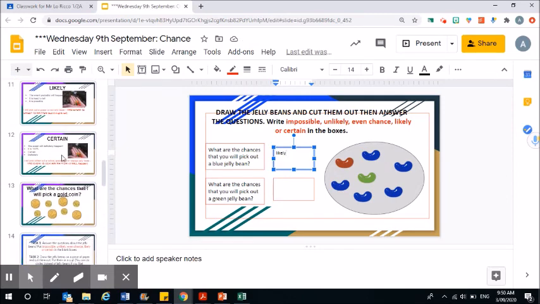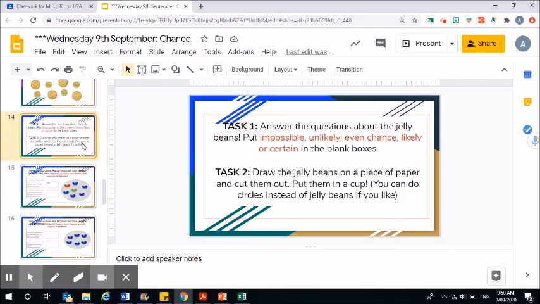And your second task is you can draw your own jelly beans on a piece of paper and cut them out, or you can do circles instead of jelly beans and you can make them your own colors. Some of them you can make more than one. So maybe 3 or 4 blue ones, or maybe 2 green ones, and then you can put them in a cup and see which ones are likely to come out. You can have an experiment with them. Okay, so that's your task 2. If you want a further task, you can go to the extensional, the optional extra.